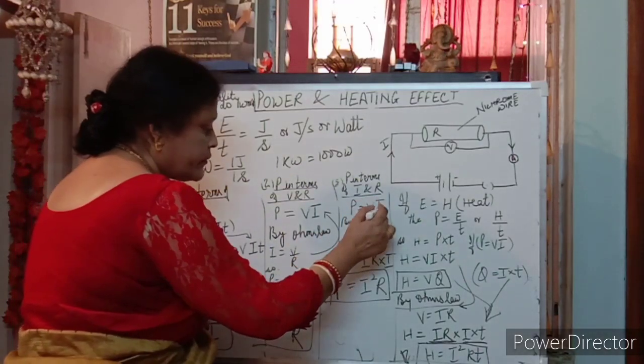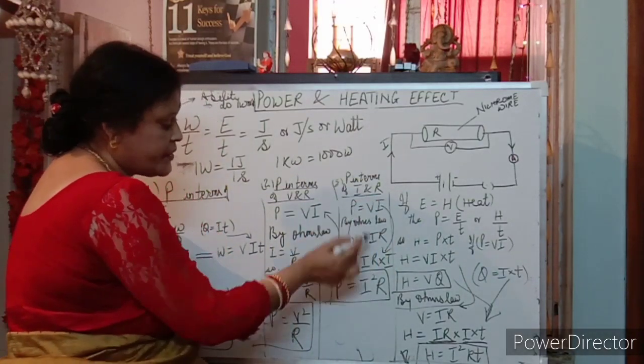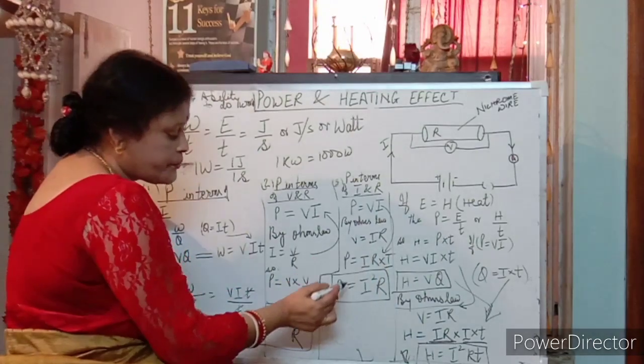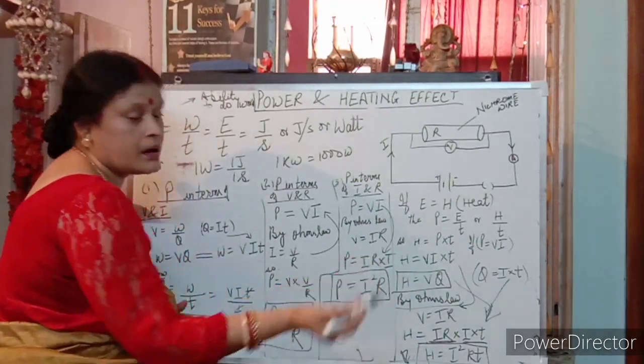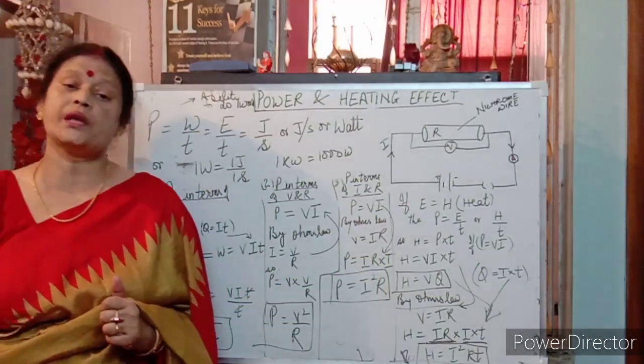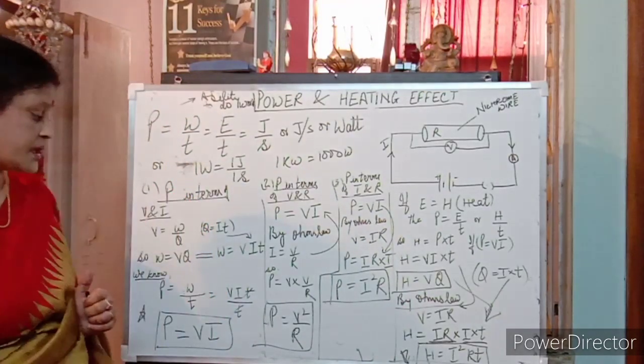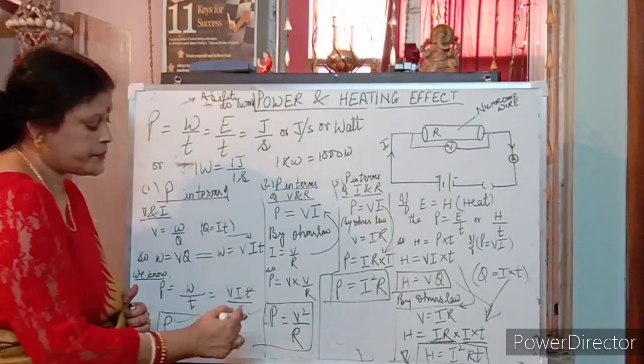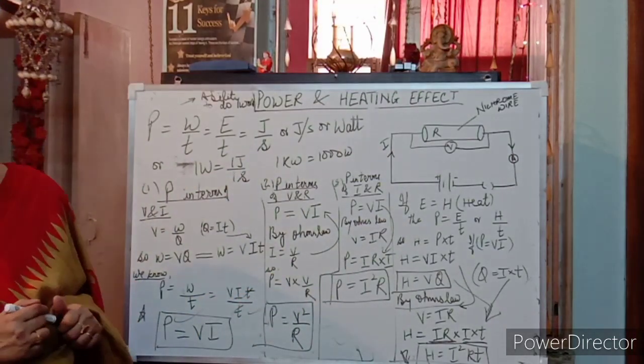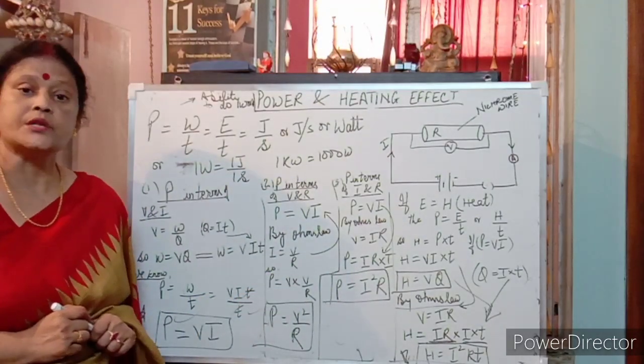Instead of V we can write IR into I. So P is equal to I square R. This is again the relationship between the resistance and the current. I square R. So these are the formulas: P is equal to VI, P is equal to V square upon R, P is equal to I square R.